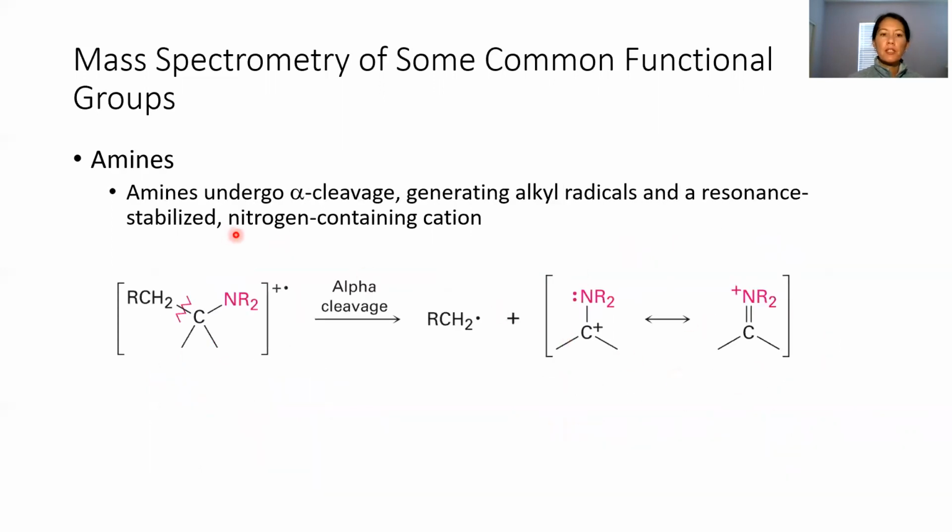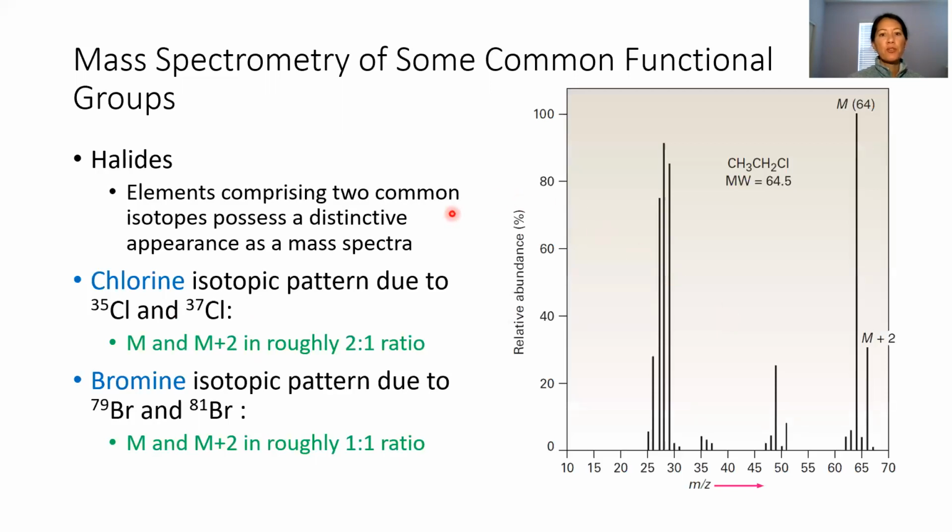Okay, amines, very similar, will also undergo alpha cleavage. Clipping it off here gives this cation, which can be stabilized as the imine, shown here, stabilized by resonance. Halides are really interesting because if you recall, halides also have an isotopic pattern, and depending on what you're looking at, the pattern may be different. So I'm going to focus on two, chlorine and bromine.